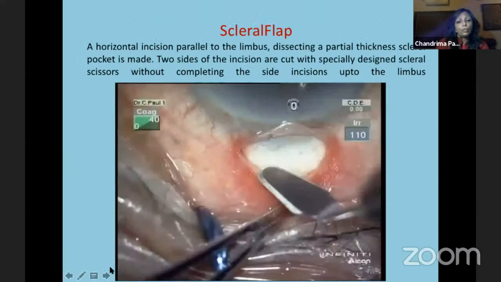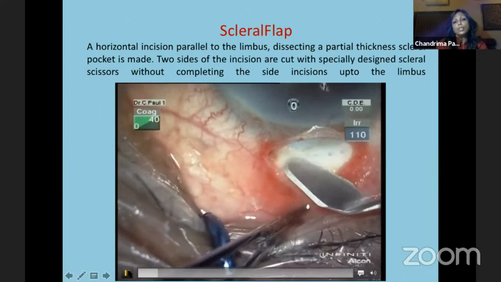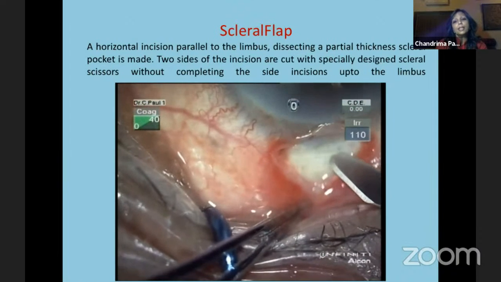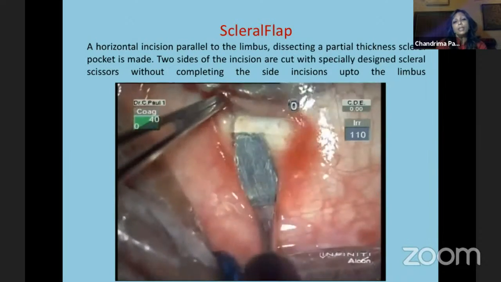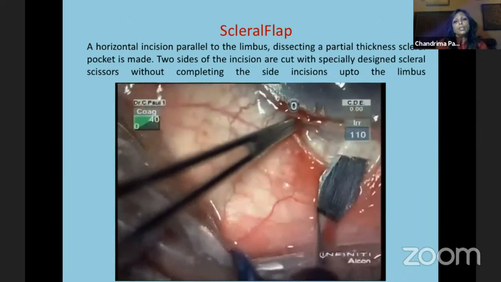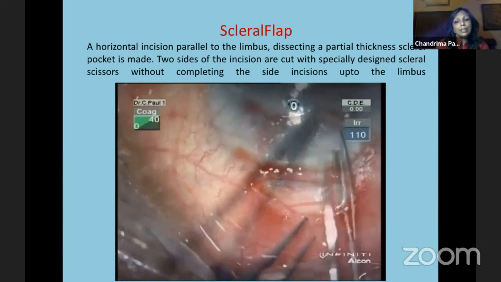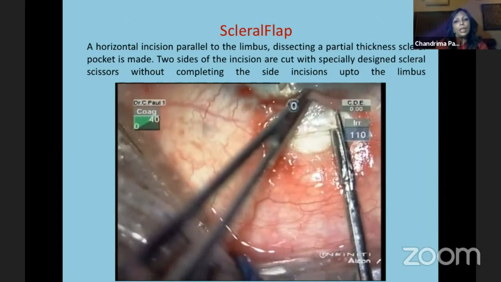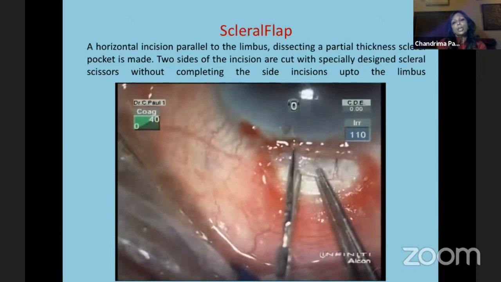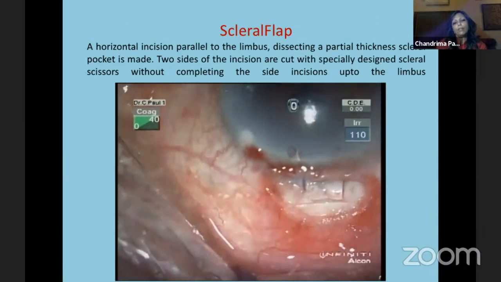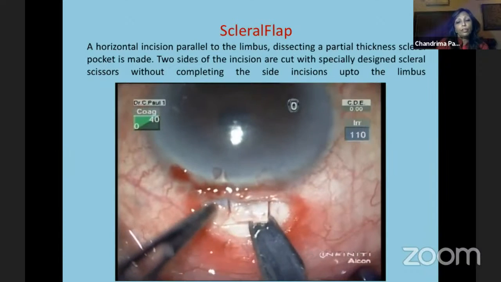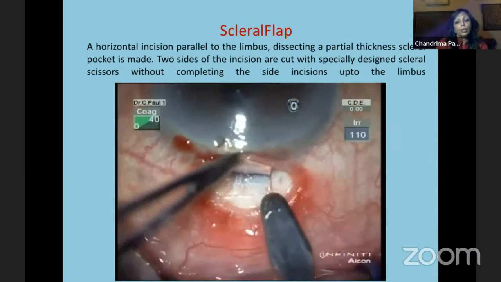Next comes one of the most important steps, the scleral flap: a horizontal incision parallel to the limbus. Dissecting, a partial thickness scleral pocket is made. The two sides of the incision are cut with specially designed scissors. I call them the scleral scissors. I designed the scissors as well, and they reach just up to, just falling short of, the limbus. So we have a wider surface area for the movement of the aqueous.